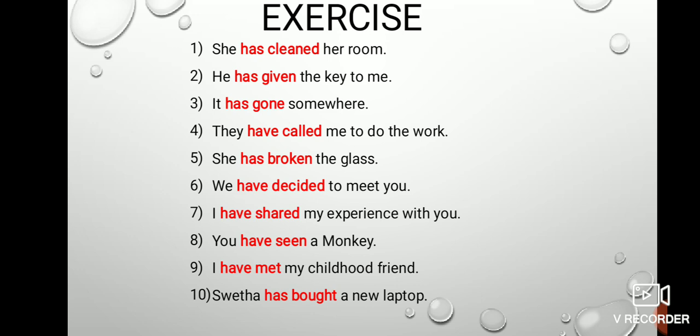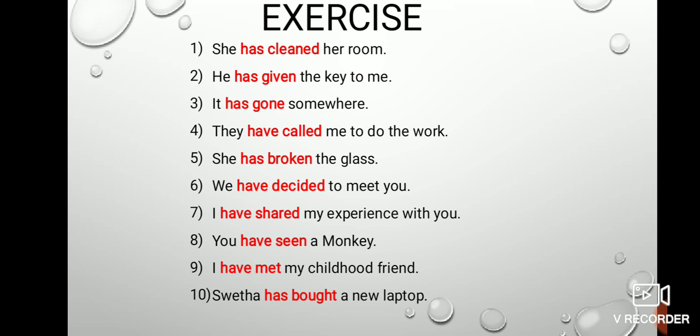See, give, gave, given. He is a subject, so we are using has. It is a subject, so you are using has. Give. Gone. What is the first form? Go, went, gone. Okay, so don't use went, don't use go. Third form only you have to use. Okay, gone. It has gone somewhere.